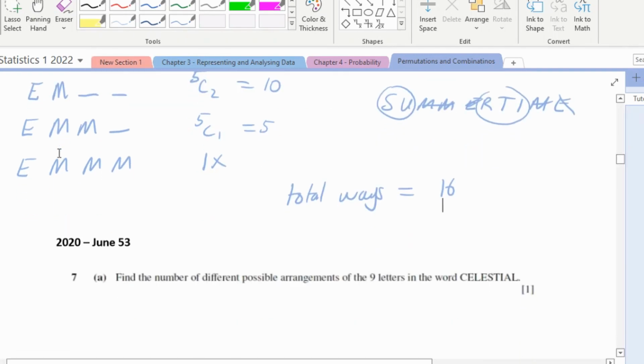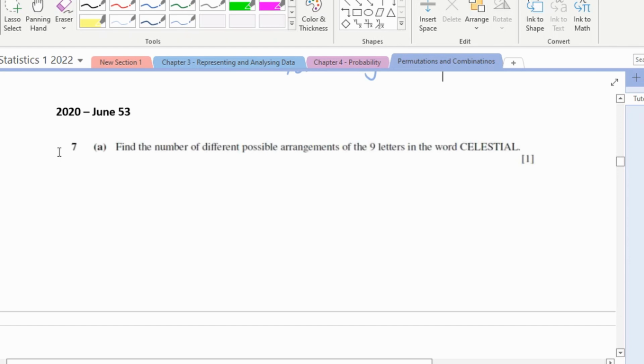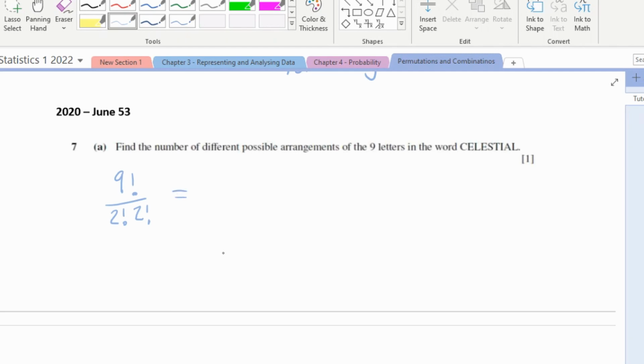Okay. Celestial. Find the number of different possible arrangements. So we've got 9 letters. So it's 9 factorial. Are there any double ups? Two L's as well. And so this is 90,720. Don't make, see it's a 1 mark, because you don't want to lose the mark on that one.